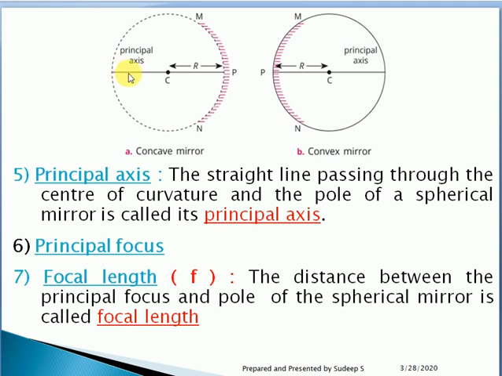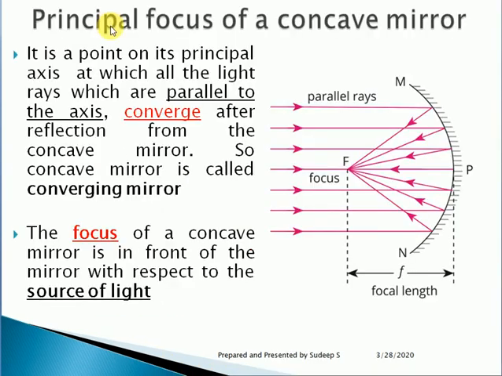The straight line passing through the center of curvature and the pole of a spherical mirror is called its principal axis. Principal focus for concave mirror and convex mirror will be defined separately. Once we understand the concept of principal focus, we will also understand the concept of focal length. So here we will discuss the principal focus of a concave mirror.